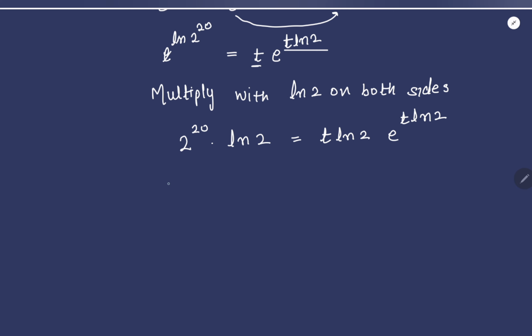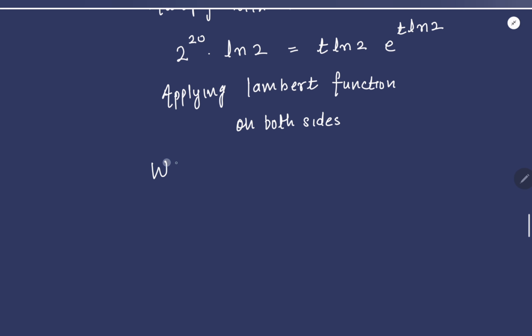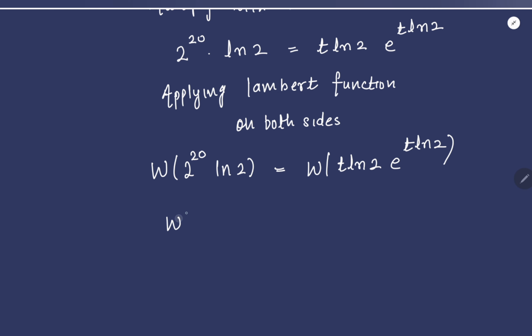So that means now we can apply the Lambert function. Applying the Lambert function on both sides, we will get W of 2 raised to power 20 ln 2 is equal to W of t ln 2 e raised to power t ln 2, and this would become W of 2 raised to power 20 ln 2 is equal to t ln 2, right?